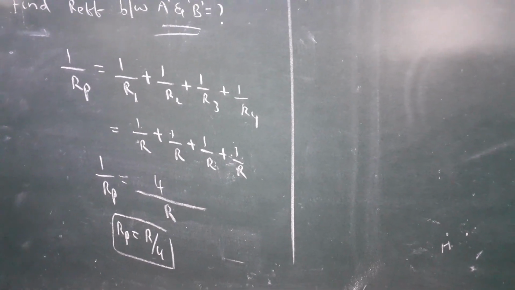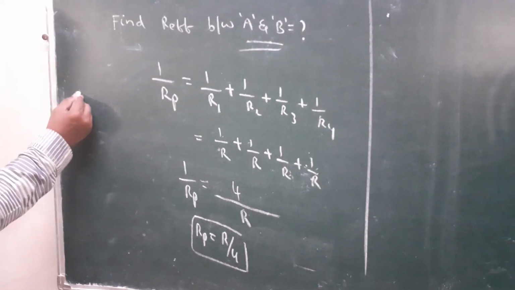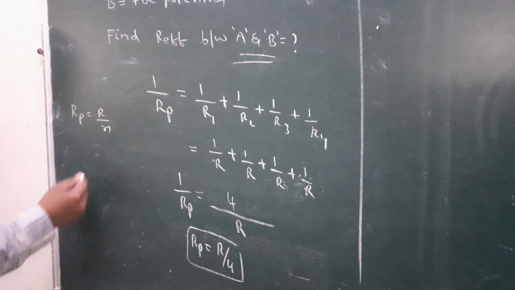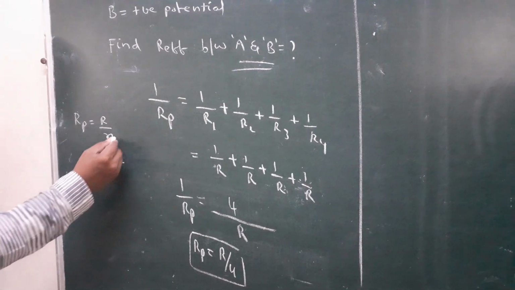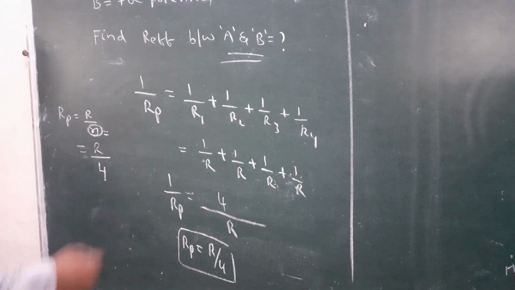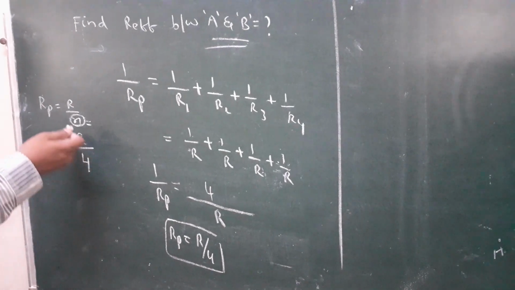Here a shortcut method is also there. If all are equal resistors, the direct formula for Rp is R by N. Here how many resistors are parallel? Here N means the number of resistors. How many resistors? 4. So simply write R by 4.